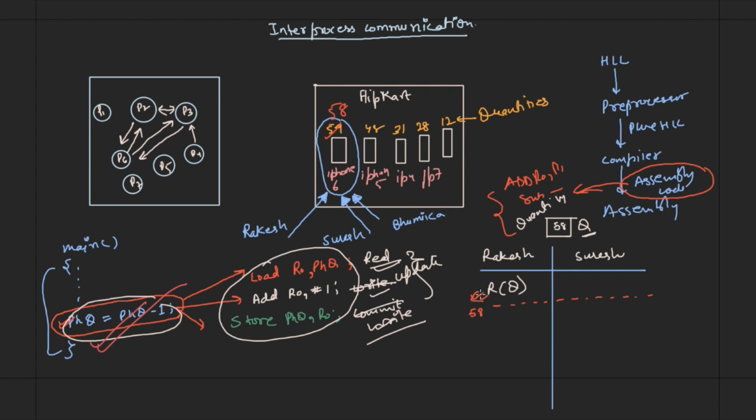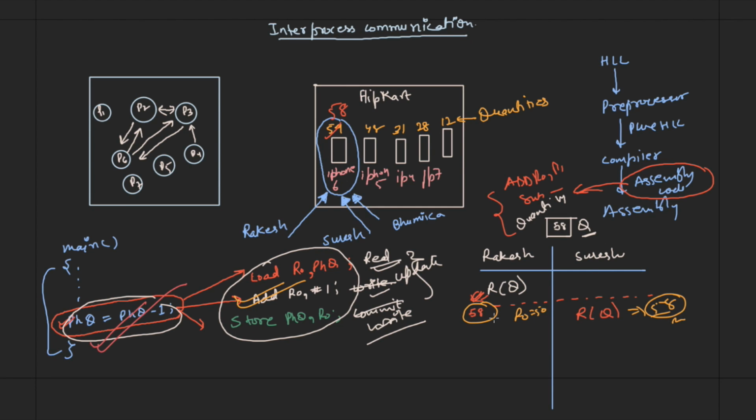Then Suresh will come, and assuming Suresh is also going to read the value, Suresh is also reading that there are 58 mobile phones left. Now these 58 and 58 values will be stored in their local registers, that is R0 is going to be 58, and here also R0 is going to be 58.